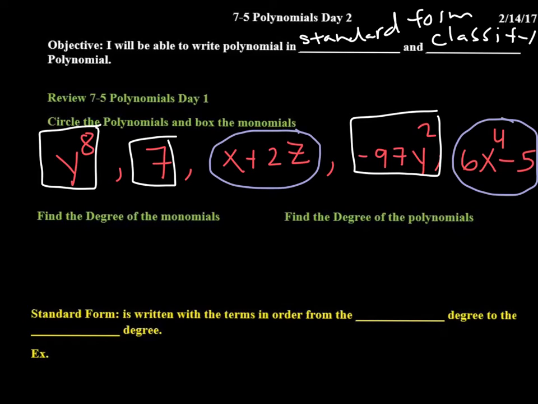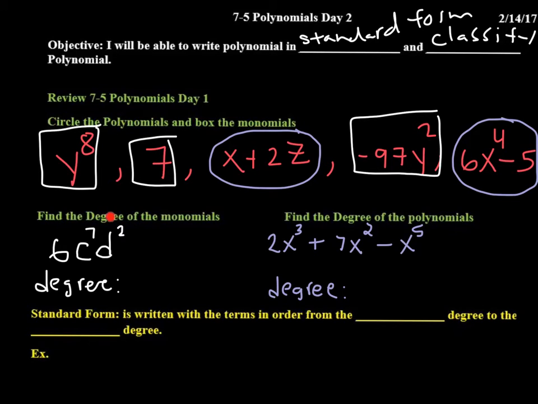Let's do one more quick review. I want you to find the degree of the monomial that I will write down right here, and the degree of a polynomial. On your own, take a minute to figure out the degree of this monomial, 6c to the 7th times d to the 2nd power, and the degree of this polynomial, 2x to the 3rd power plus 7x to the 2nd power minus x to the 5th power. Take a minute and then come back and check with my answers.